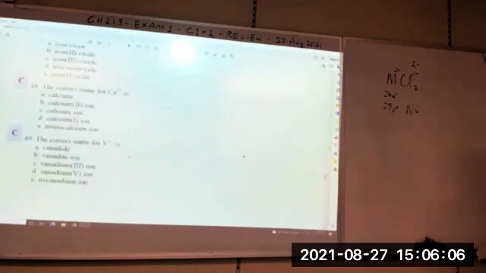Okay. How would we name this one? It's just a calcium ion because it's a fixed charge. We don't have to say what the charge is. It's a calcium ion, and it has to be 2 plus. But this one is a transition metal. It can have more than one charge possible. So vanadium 3 ion would be the correct name for this one.